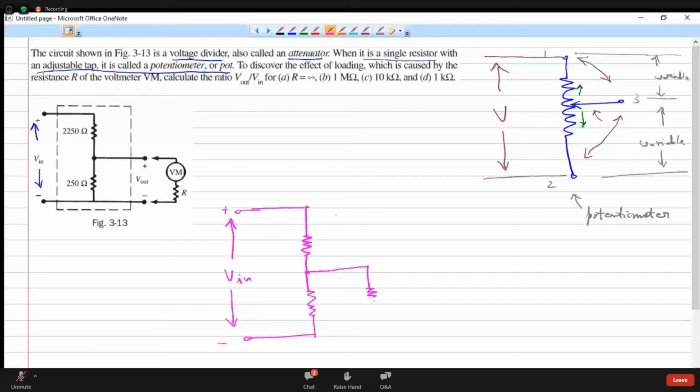We are not interested in the galvanometer, so assume that the galvanometer impedance or resistance is equal to 0. So we have only the voltmeter resistance coming here. And here we have 2250 ohm, and this is 250 ohm. And we are asked what is this V out. So this V out is going to be measured by our voltmeter.